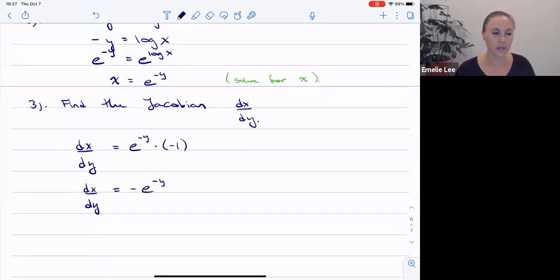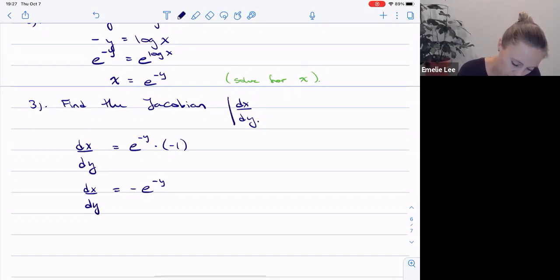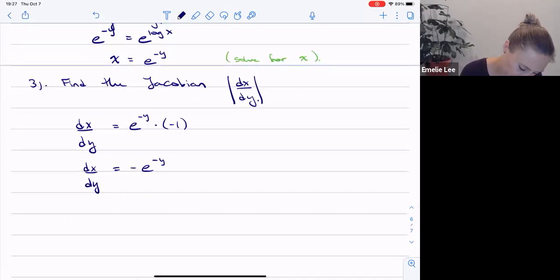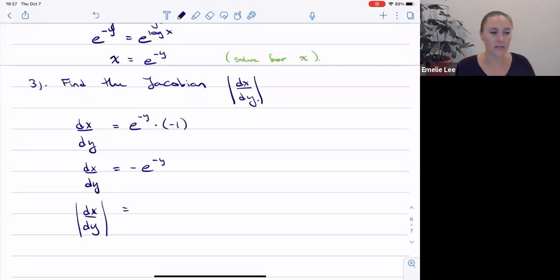Okay. So now, the Jacobian is technically the absolute value here. So how about we do this? The absolute value of dx dy, well, that's just going to be e to the negative y. Right, drop the negative.